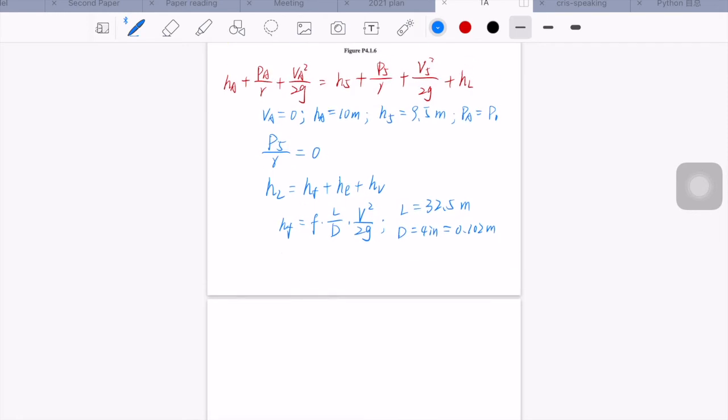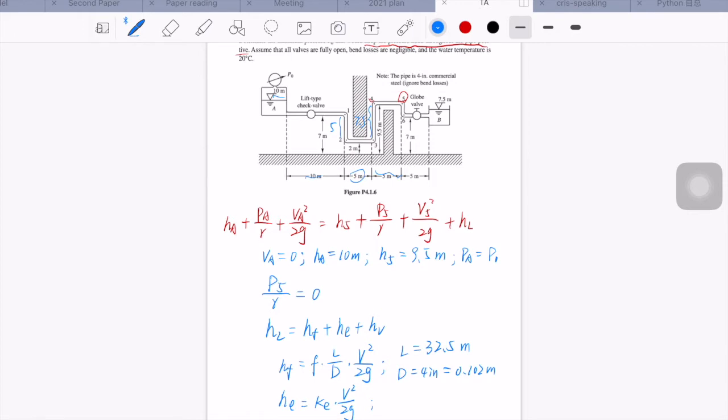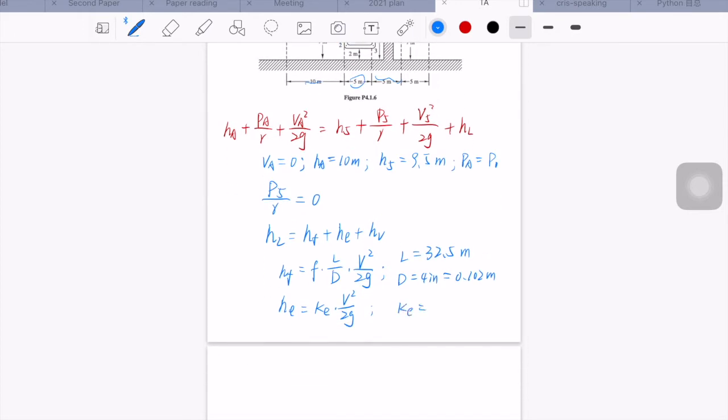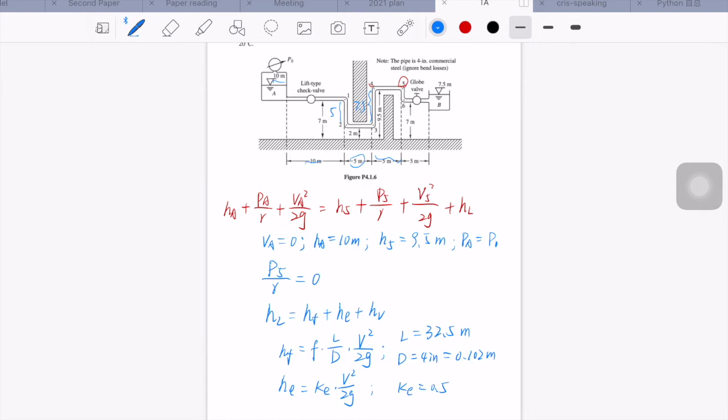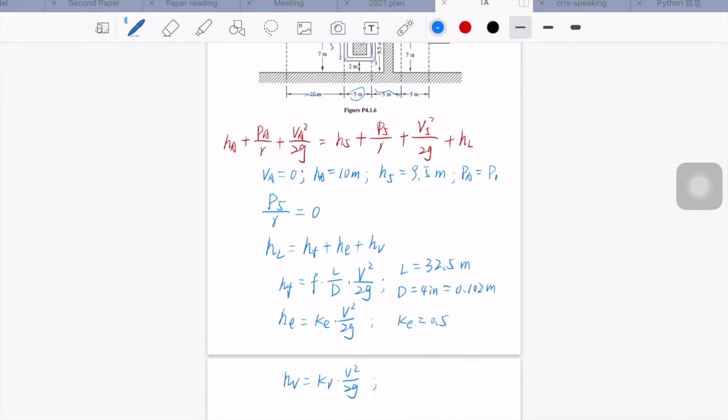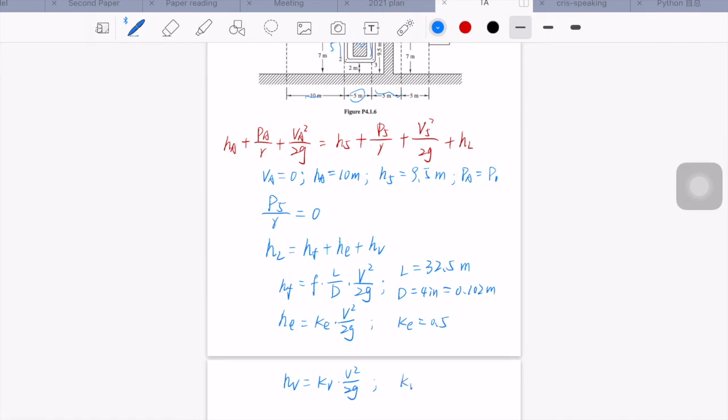And HE equals KE times V squared divided by 2G. And we know the entrance is square edged, so we know KE equals 0.5. And HV equals KV times V squared divided by 2G. We know this is a fully opened lift type check valve, so in the textbook we can find that KV equals 12.